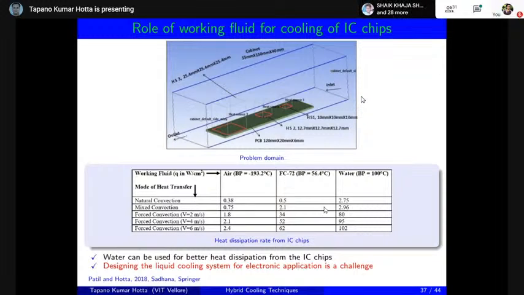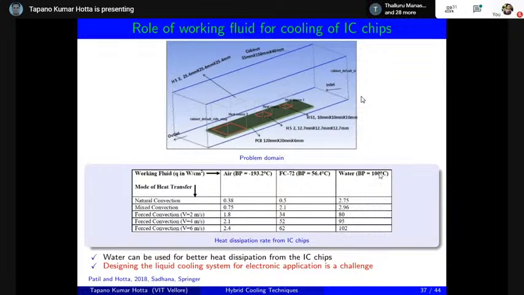If you go to mixed convection, you can see in comparison to air as well as FC72, you can go to a heat dissipation rate of 2.96 to reach a temperature of 85 degrees centigrade. Similarly, if you go to a forced convection velocity also, to reach 85 degrees centigrade, water can help to go to a heat dissipation rate of 102 watt per centimeter square. So looking at this picture, you can say that water is the best fluid to dissipate the heat from the components more effectively.